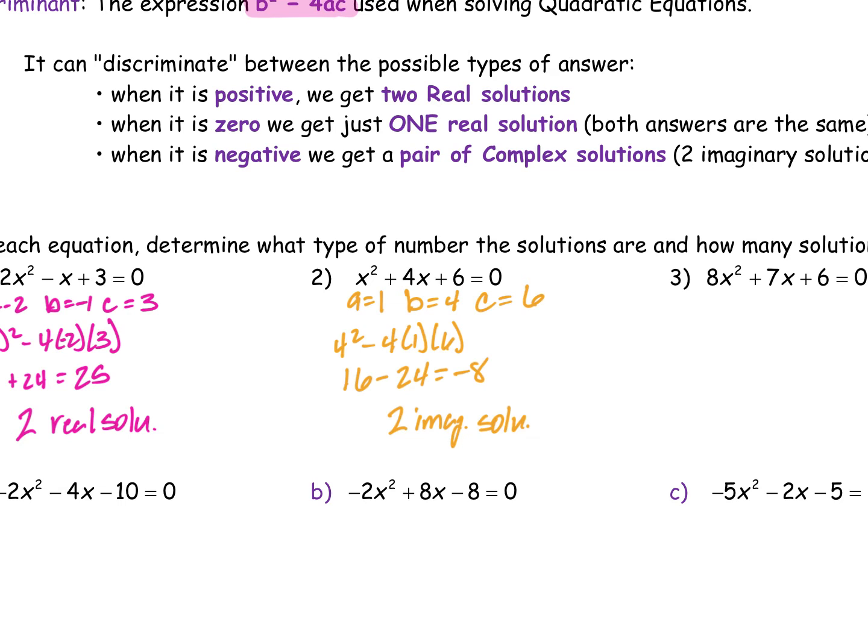Where did the 1 come from? Because how many x squareds do I have? 1. There you go. Where did that 1 come from? Because this discriminant is b squared minus 4 times a times c.